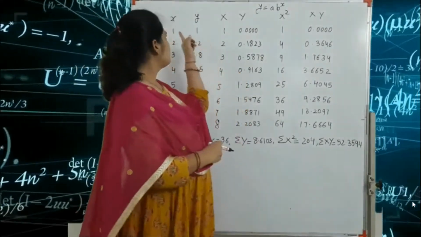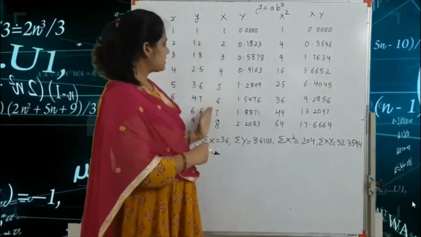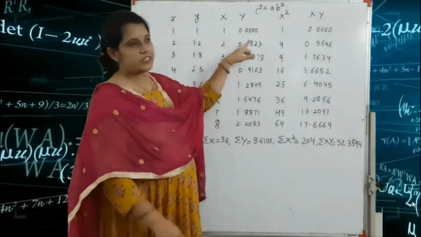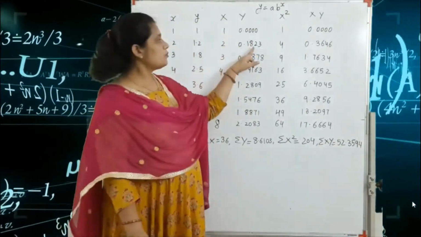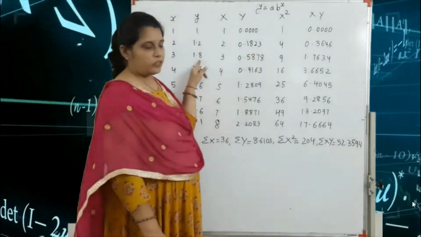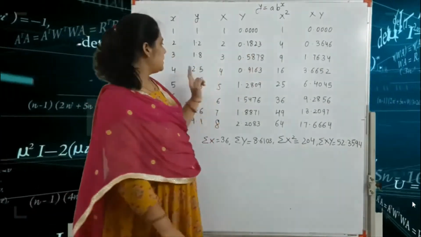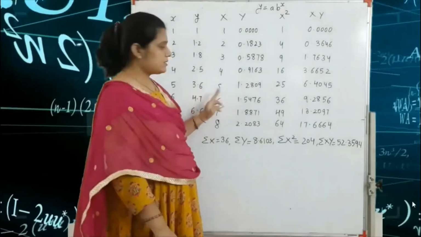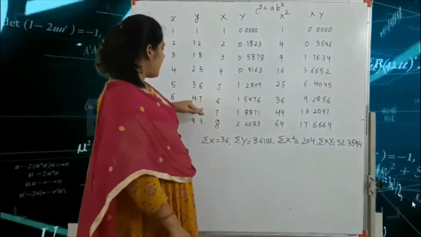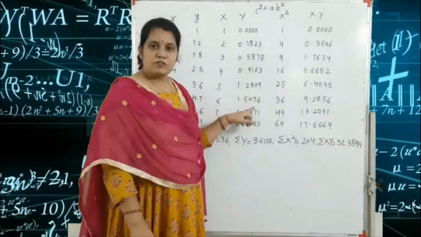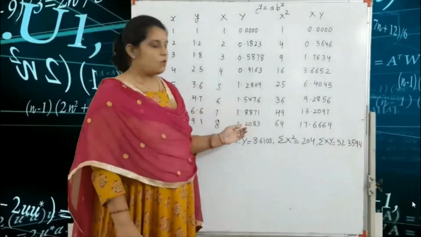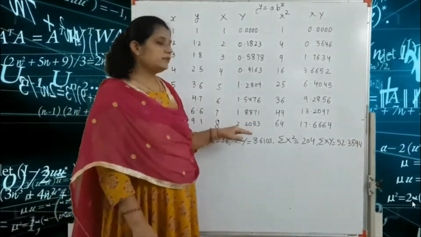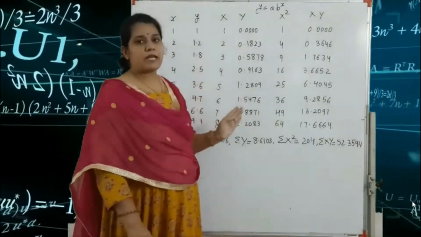table, we write here small x value, we copy here the capital X. ln 1 is 0.0, ln 1.2 is 0.1823, ln 1.8 is 0.5878, ln 2.5 is 0.9163, ln 3.6 is 1.2809, ln 4.7 is 1.5476, ln 6.6 is 1.8871, and ln 9.1 is equal to 2.2083. So this is the column of capital Y.